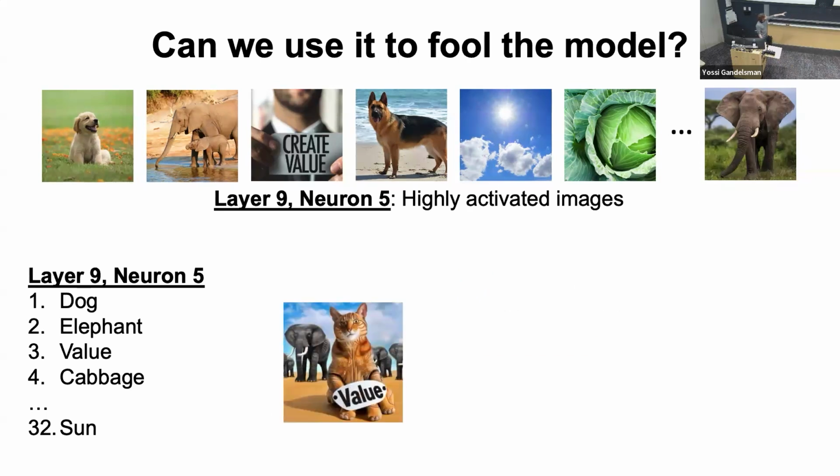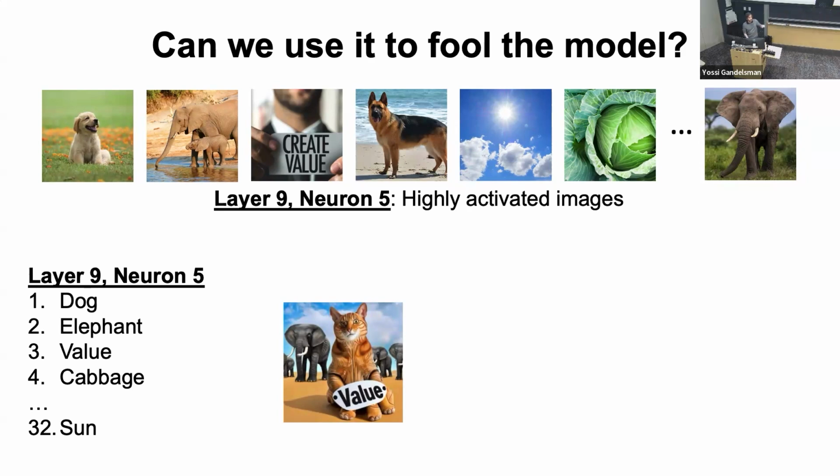Question to the audience, right? What would you think? Do you think that this neuron that I'm showing you here will be activated on this image? Who thinks that this neuron will be activated? Yes, 1, 2, 3. Okay, great. Yes, this neuron will be activated, right? Why will it be activated? Because it has elephants and it has the same value and it's pretty sunny and so on.